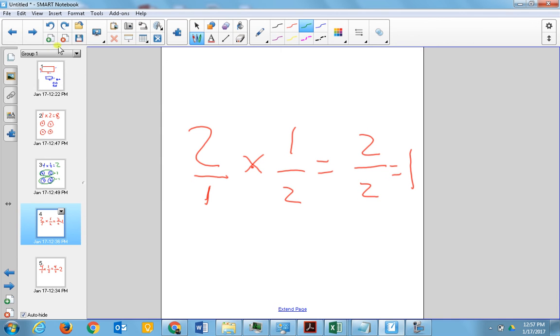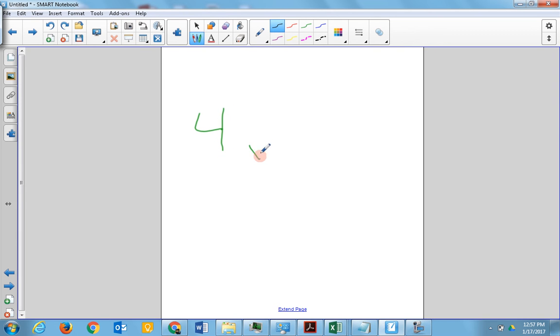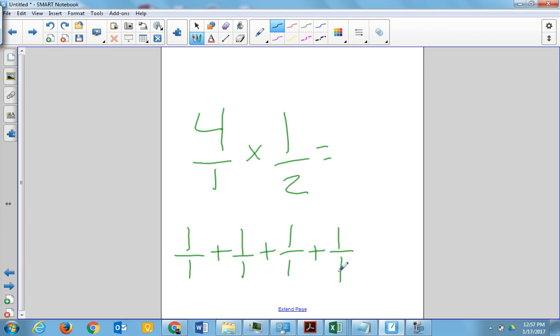Okay, so here is our next step. Let's get a new piece of paper. We were doing 4 times 1/2, and I'm going to let Miss Caswell take over here to explain why we'll end up with the same answer. When you're multiplying a whole number times a fraction, you can turn your whole number into a fraction by putting it over 1. That's because 4 can also be written like this, because we have 1 over 1 as a whole. So here we have 4 wholes.